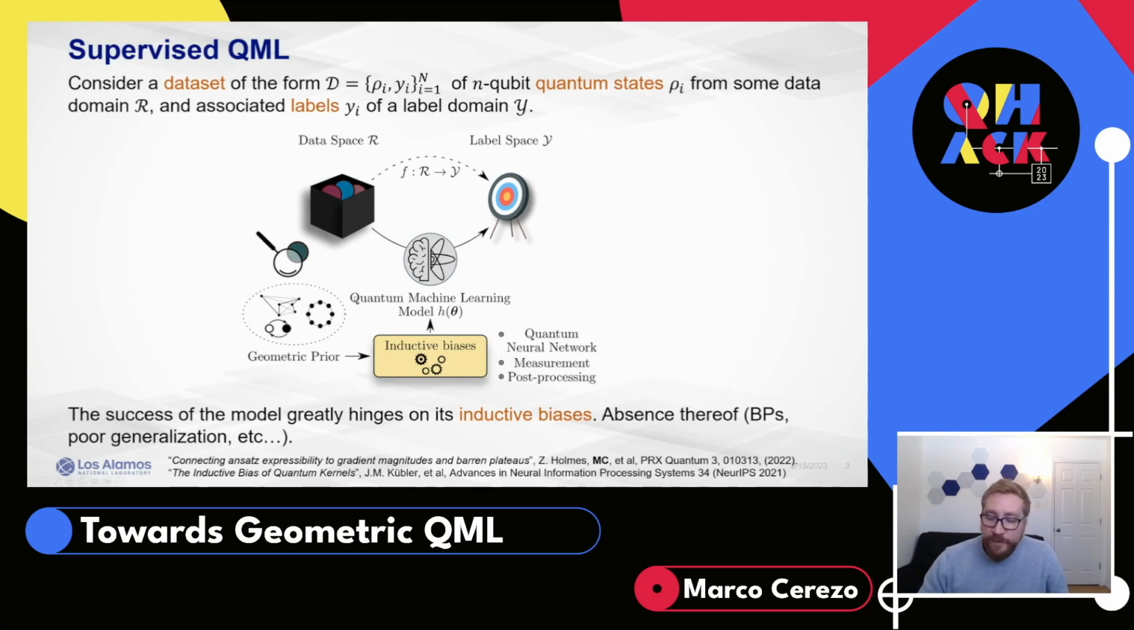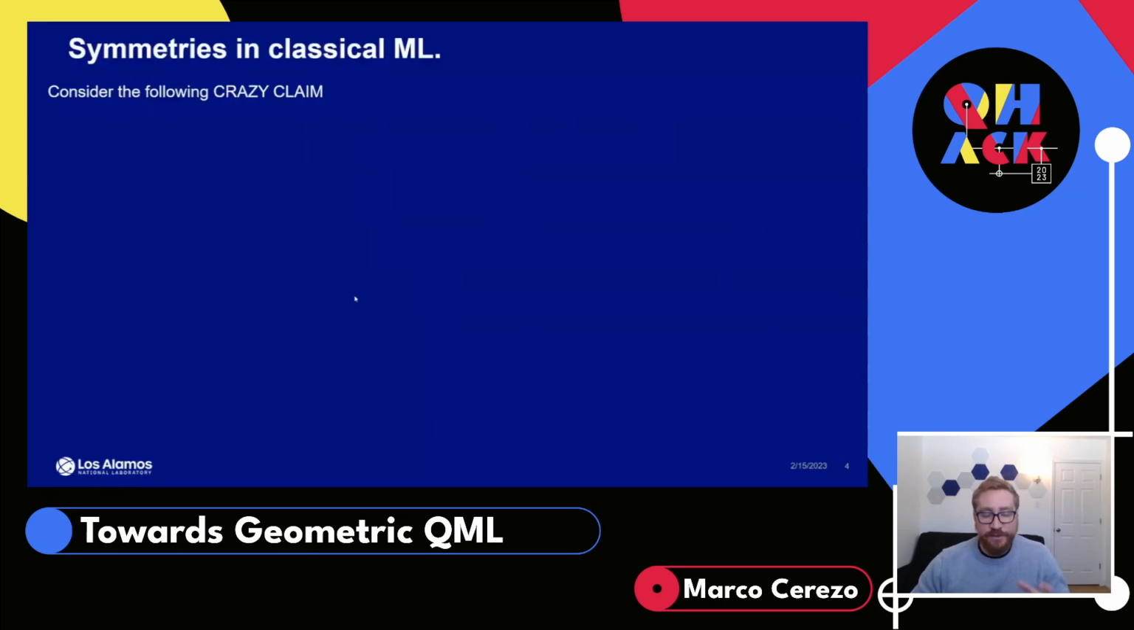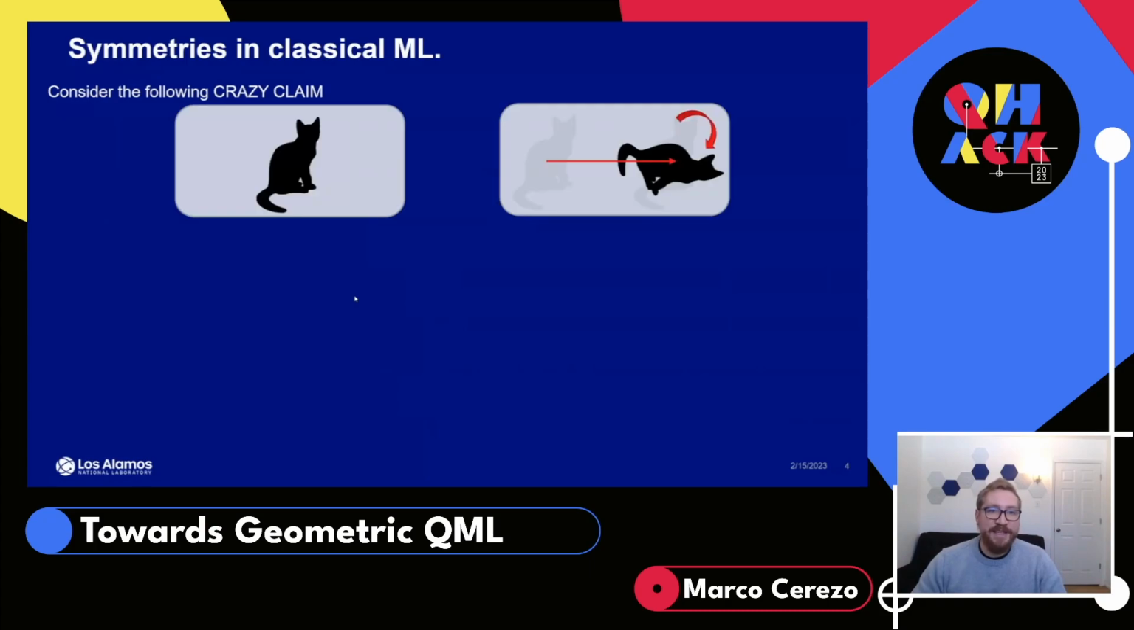And what we're going to try to do is find ways to create good inductive biases by analyzing our data. So let me just give you here, let's think about classical machine learning, a supervised machine learning problem of classifying cats and dogs. And I'm going to give you an extremely crazy claim, which is that if I give you a picture of a cat, now I take the picture and I take the cat and I just move it, so I translate it and I rotate it, well, this is still a cat.